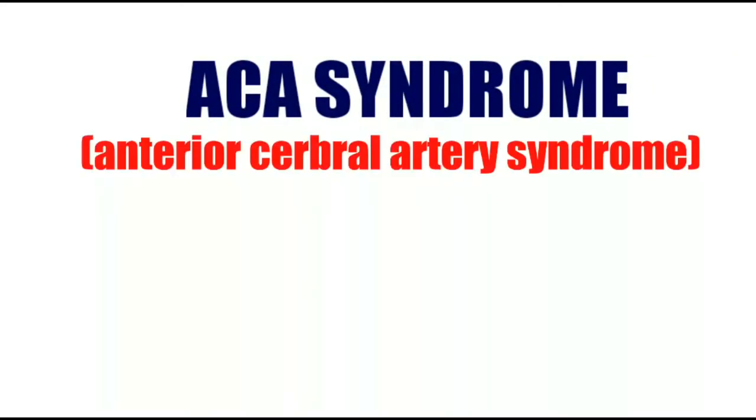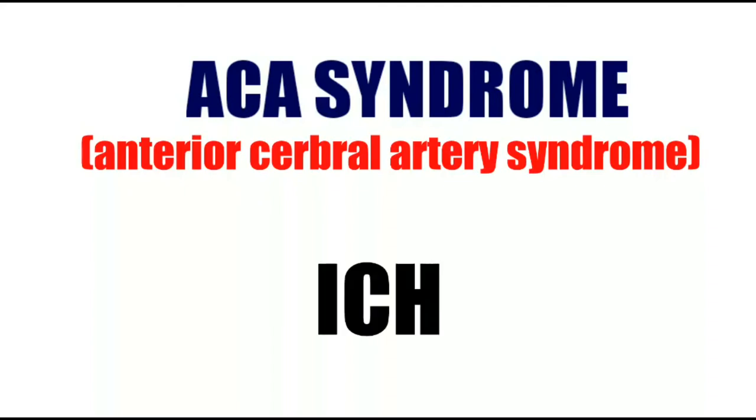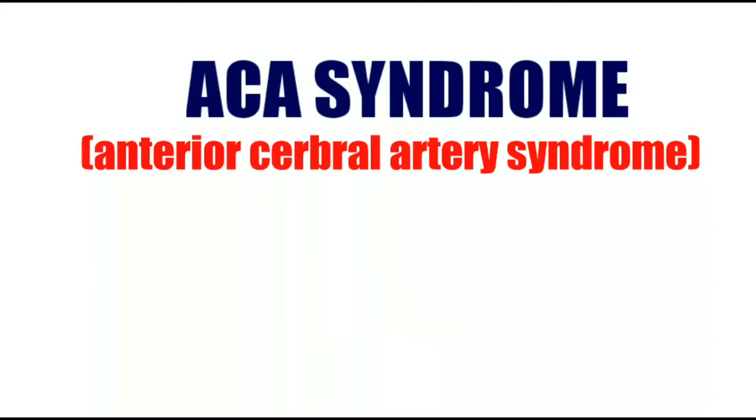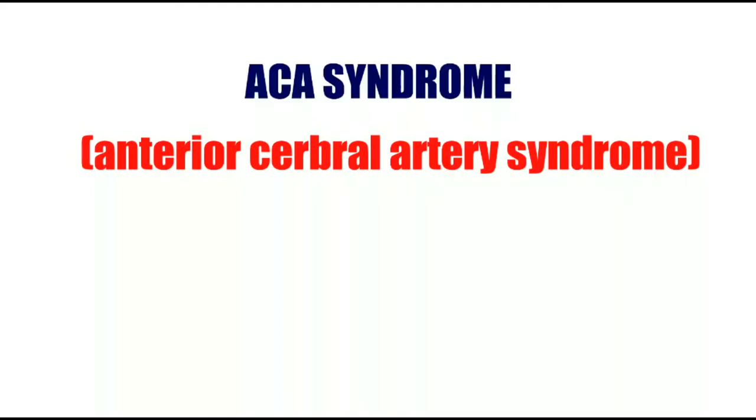Now we will discuss ACA syndrome. ACA syndrome means anterior cerebral artery syndrome. If the anterior cerebral artery becomes narrow, or an intracranial hemorrhage develops from the rupture of the anterior cerebral artery, an ischemic or hemorrhagic stroke develops inside the brain. The classical term used for this condition is ACA syndrome, or anterior cerebral artery syndrome.